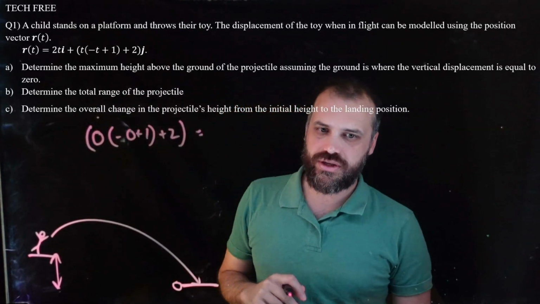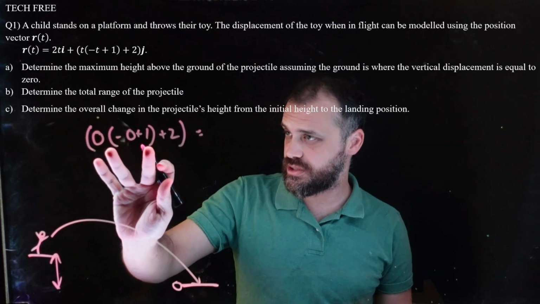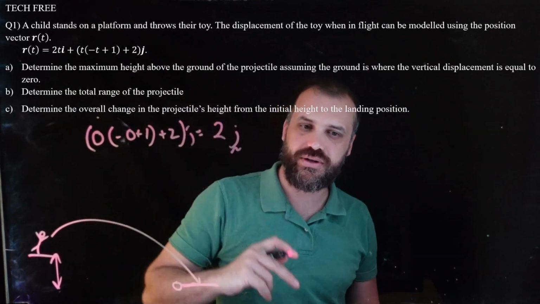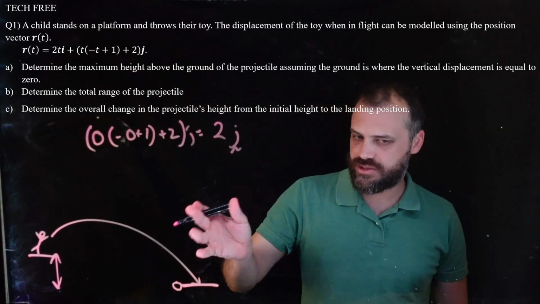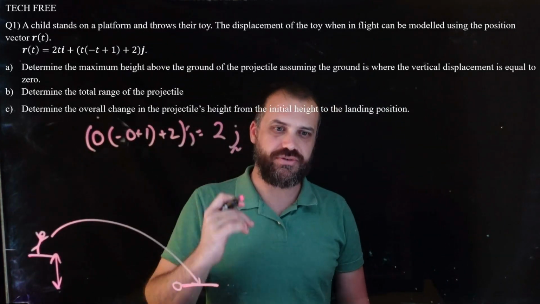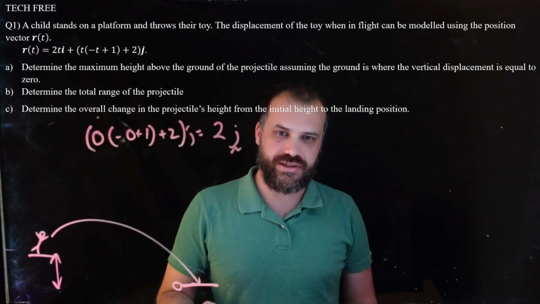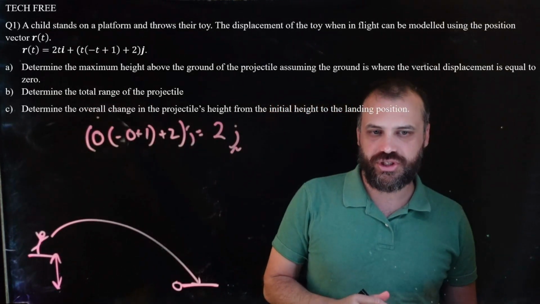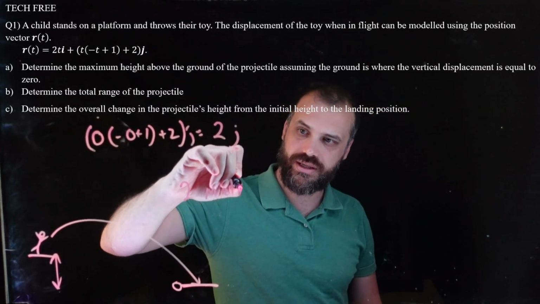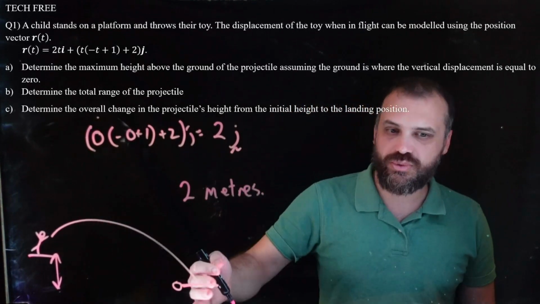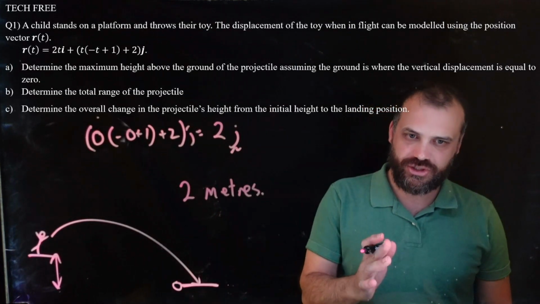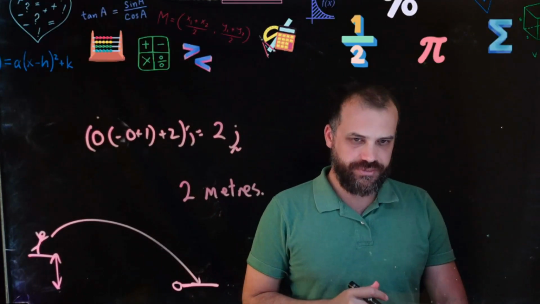Okay, so that's just 0 times 1, which is 0, plus 2, and that's our j component. So at the beginning it's 2 meters high. That's where the person throws it from, and then when it lands it's at 0. So determine the overall change in the projectile's height from an initial height to the landing position: 2 meters. That's what I understand by that question, the net difference between where it started and where it finished. All right, I think we can celebrate.